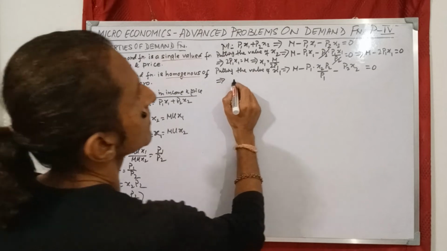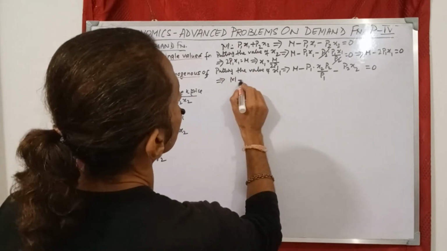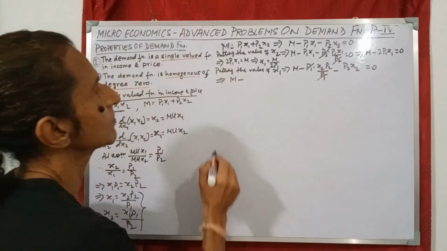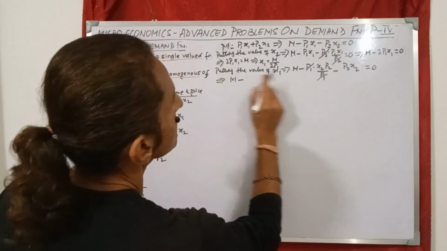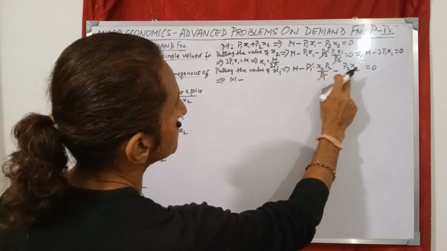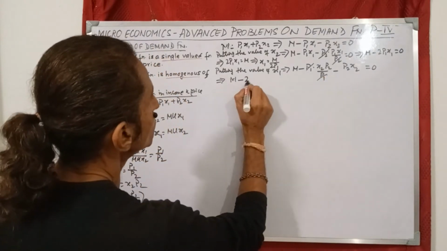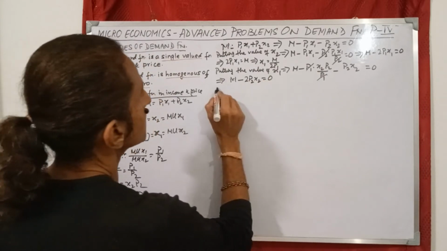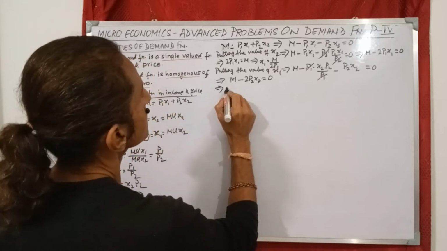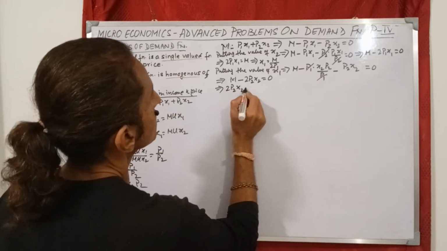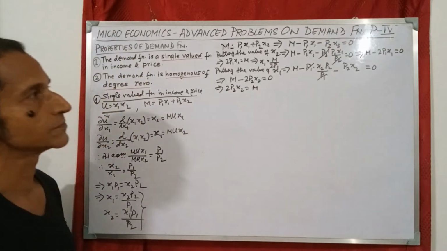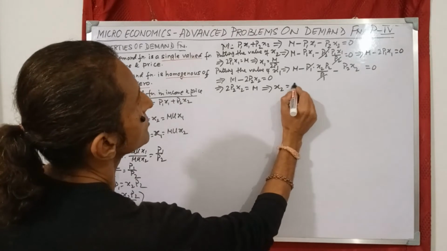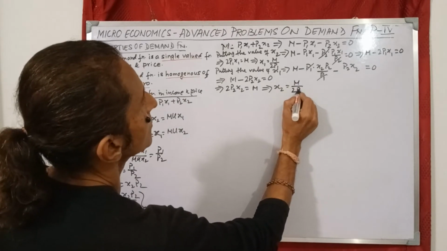This means M minus, p1 in numerator and denominator, so it goes away. M minus x2 p2 minus p2 x2, that is M minus 2 p2 x2 equals 0. This means 2 p2 x2 equals M, so x2 equals M by 2 p2.